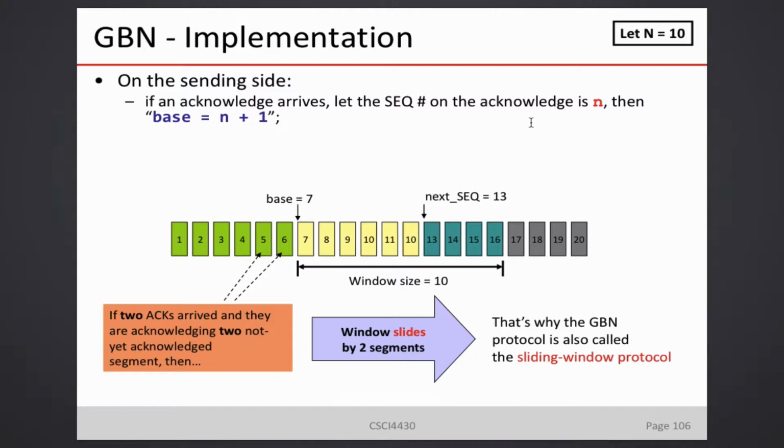With this acknowledgement coming back, the rule is very simple. If an acknowledgement arrives, let the sequence number on the acknowledgement be n. I don't know which one, but let's say I pick the 5, so now n equals 5. Base will migrate to n plus 1. Eventually I will receive 6, so 6 plus 1 is 7. Now this is a very, very important rule, because it can solve many, many problems.